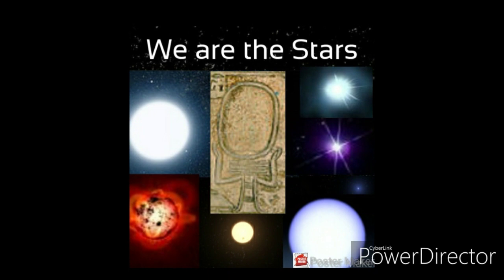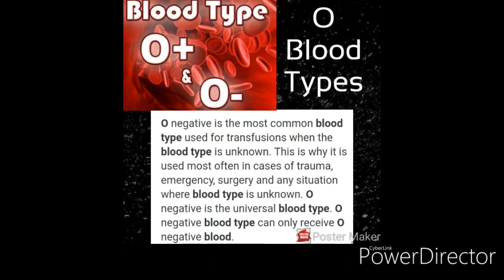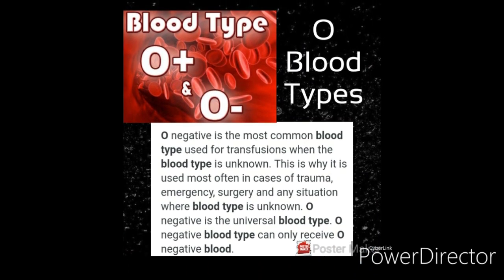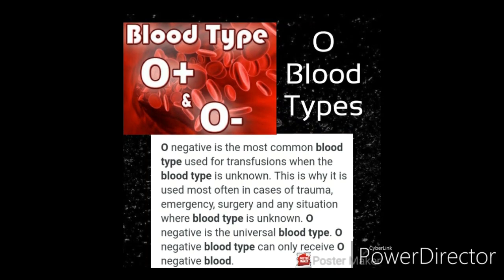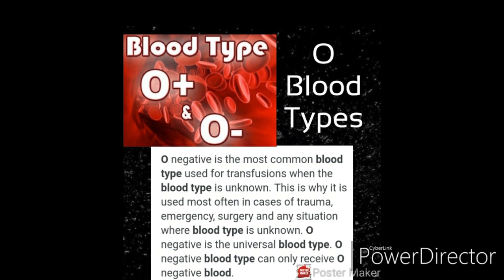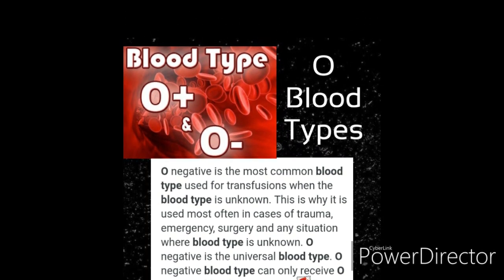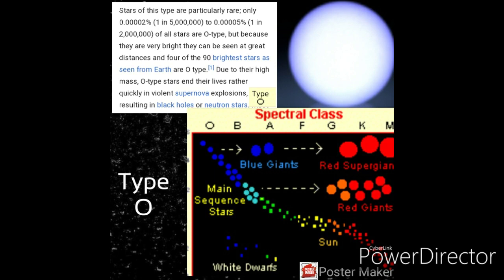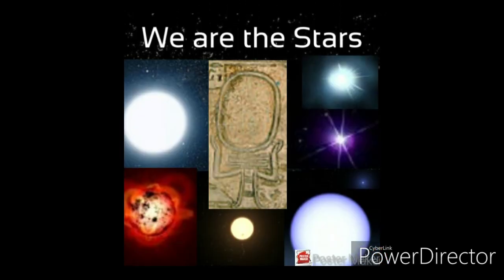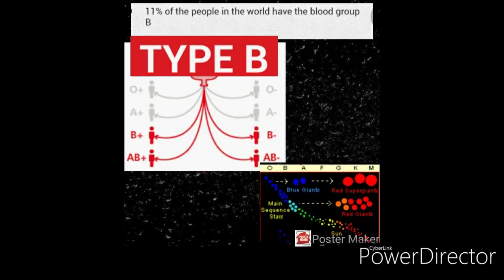So let's start with blood type and star type O. When it comes to type O blood on Earth, it's actually the most common. About 45% of people in America have this blood type, but type O stars are particularly rare. Type O stars are extremely bright, and 4 of the brightest stars in the sky are type O stars.